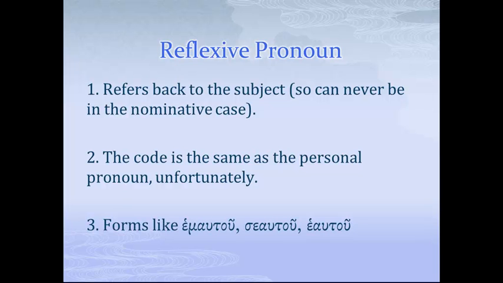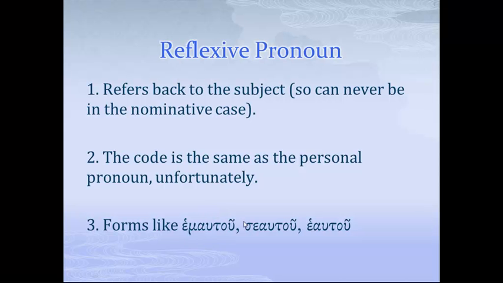Its forms, what do they look like? Well, you're going to see the myself or the yourself or the itself there. But just so you know, hemautou is going to be the form for of myself, for example, singular. Seautou, forms like that, will be the form for of yourself, singular.